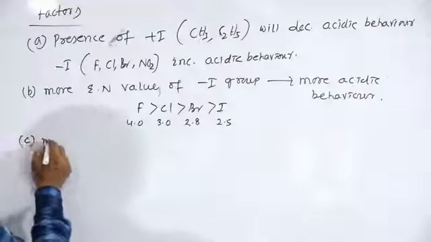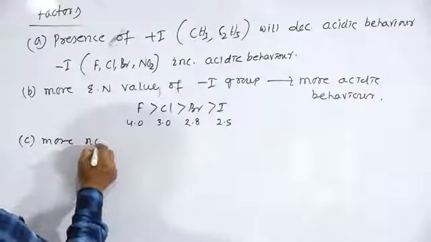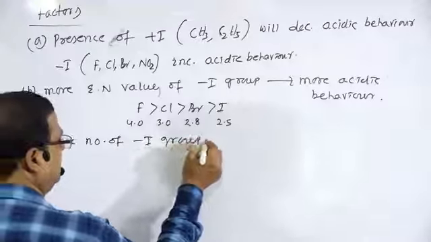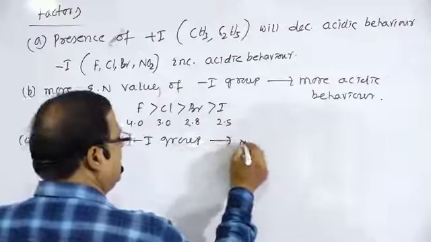Next one: the more the number of minus I groups, the more acidic behavior.